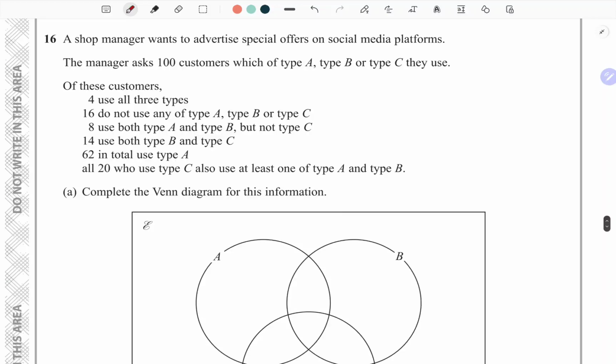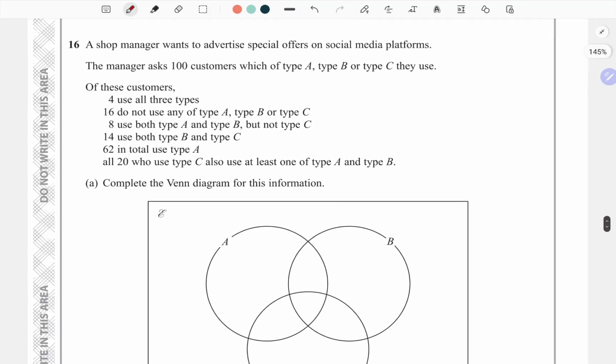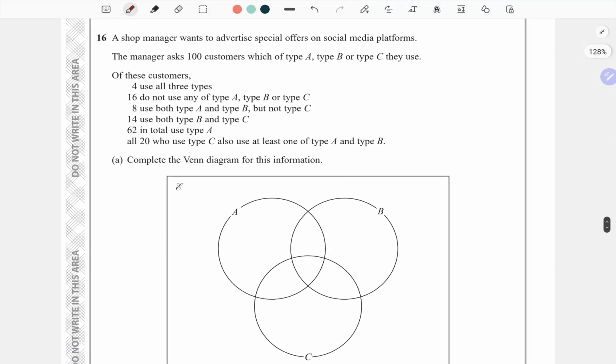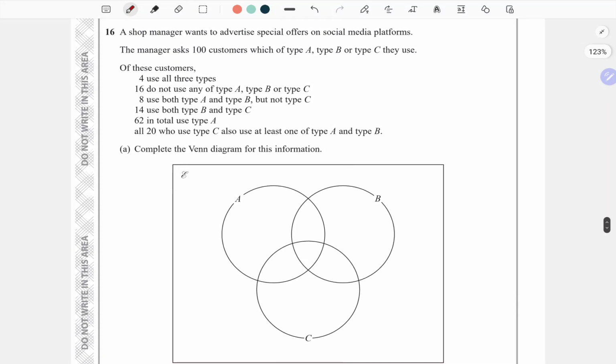I've left this one blank because I actually wanted to work on it live as we do it, because to explain exactly how to put these questions together, several of my students have asked about this and how to interpret the details. All right, I'm going to try and keep all that on the screen at the same time. So what we have, it says shop manager, special offers, media platforms, asks 100 customers which type they use, whatever media platform it is, okay? The results he gets are summarized as you've got in that list.